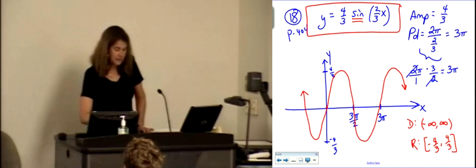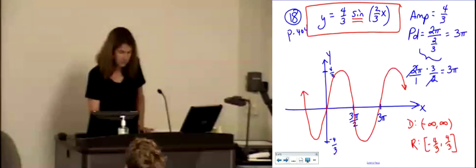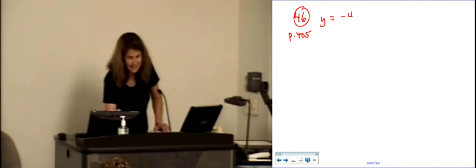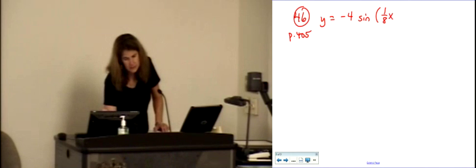Okay, let's look at another question like this, and then we will look at some of the other graphs and see the overall shapes of what they're going to look like. Sine and cosines look a lot like each other, though. Let's look at number 46. I'm skipping over pretty far now, on page 405. 46 is y equals -4 sine 1/8 x.